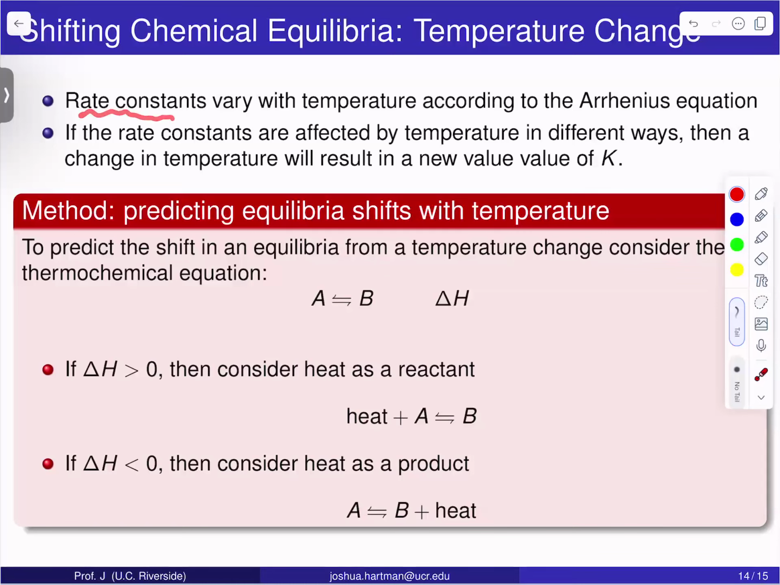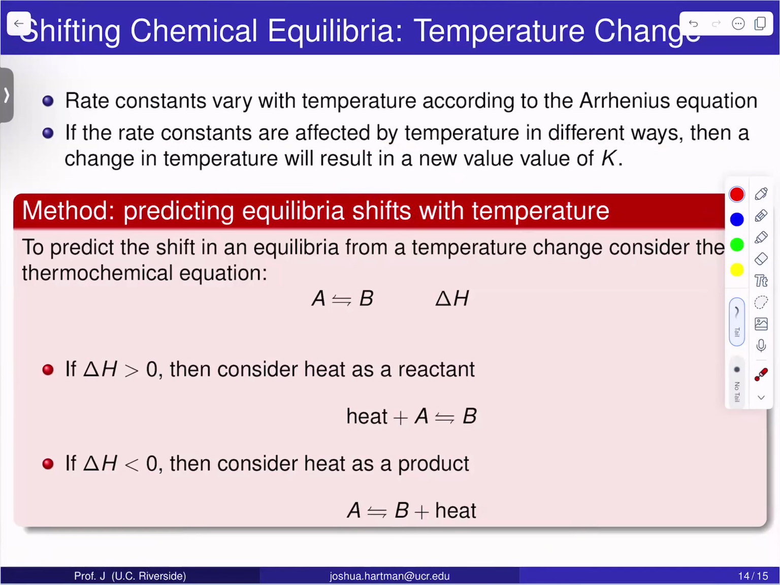Okay, so keeping this in mind, I want you to remember that rate constants themselves, the small kr, small kf, or the forward and reverse rate constants, they're both going to vary with temperature according to the Arrhenius equation. Now, we don't need to jump back in and look at the details of the Arrhenius equation at this point, although you can if you want. But remember that temperature was a very important term in determining the rate of chemical reactions. And so the key part that I want you to remember really boils down to this fact that the rate constants are going to be affected by temperature in different ways. And so if they're affected by temperature in different ways, then changes in the temperature will result in a new value of K. The ratio of the rate constants is going to be a different value.